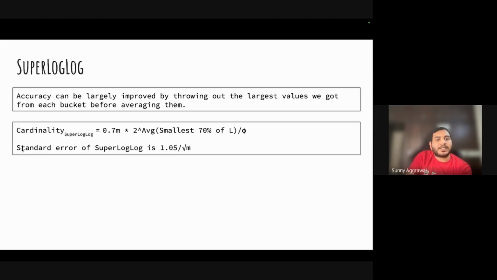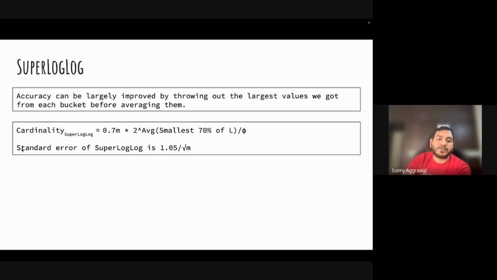And what the author says is basically, if you throw out the largest value that we got from each bucket and take only 70% of the smallest values, then all the bias that might be getting created will reduce, and then the error rate reduces to 1.05 divided by root m percentage. So that's just another proposal that author gave. And using this algorithm, everything else remains the same. Only thing is we throw out the largest 30% of the values.